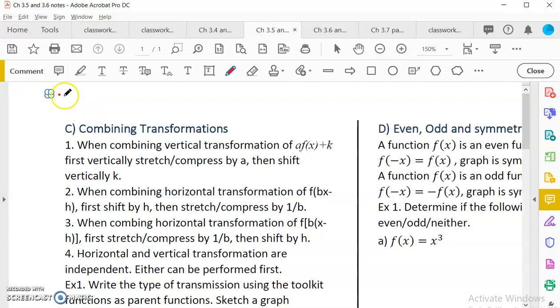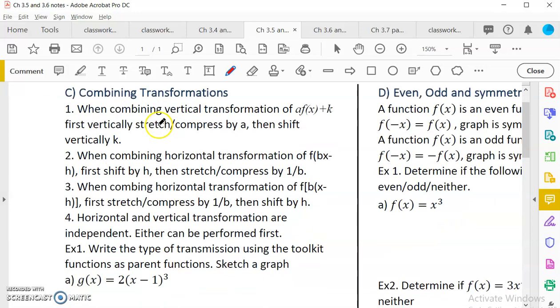So now that we learned so many different transformations, what happens if I do translation, compression, and reflection all at the same time? So which one should I do first? Should I do horizontal first? Do I do stretch first? Should I do shift first?